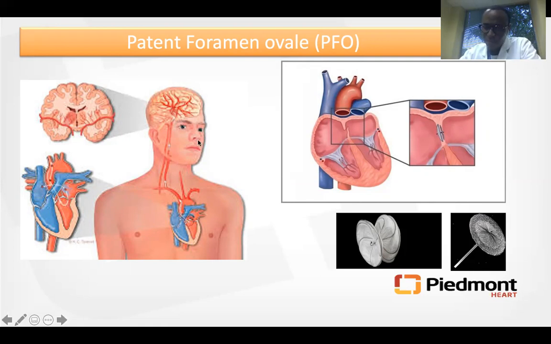As you know, patent foramen ovale is very common, even in the normal population, about 25%. Therefore, we have to exclude other causes of the stroke before we attribute it to a PFO. If it is a PFO-associated stroke, we can close this hole with one of two devices approved for PFO, the Gore device or the Amplatzer device.